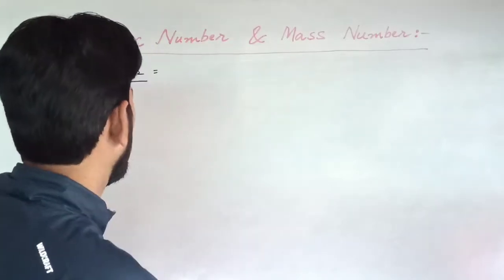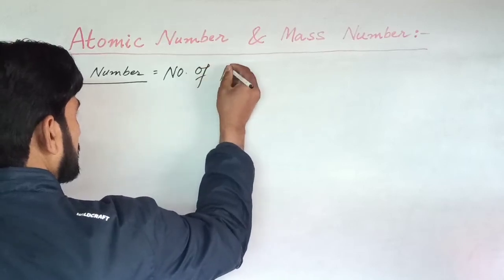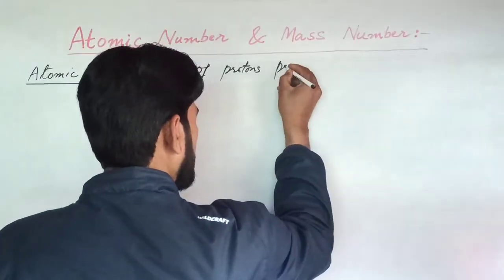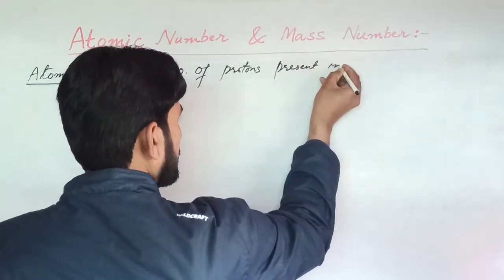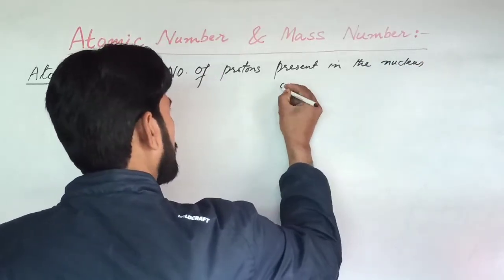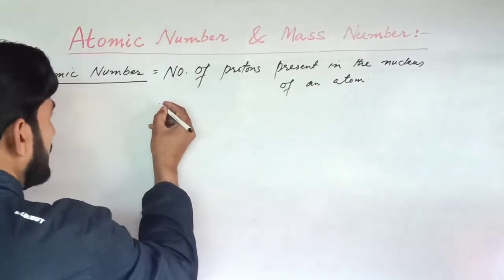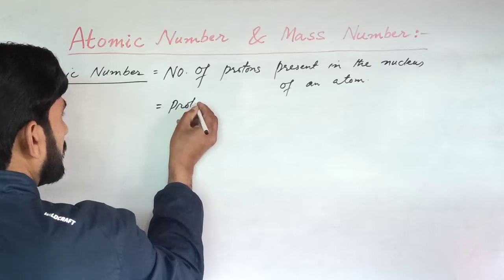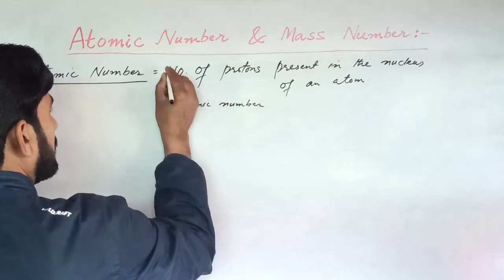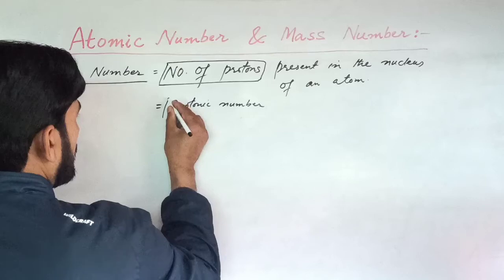Dear students, today our topic is atomic number and mass number. First, atomic number. Atomic number is the number of protons present in the nucleus of an atom. That is, it is a protonic number, the number of protons.